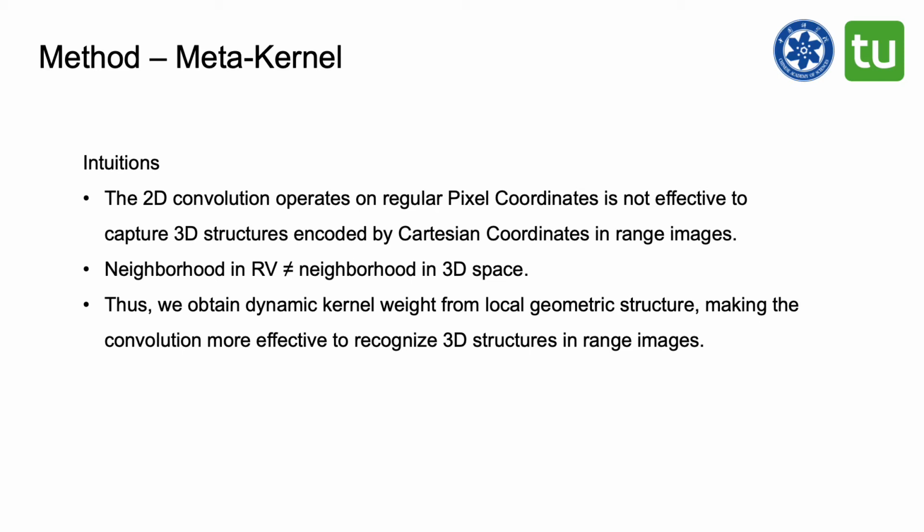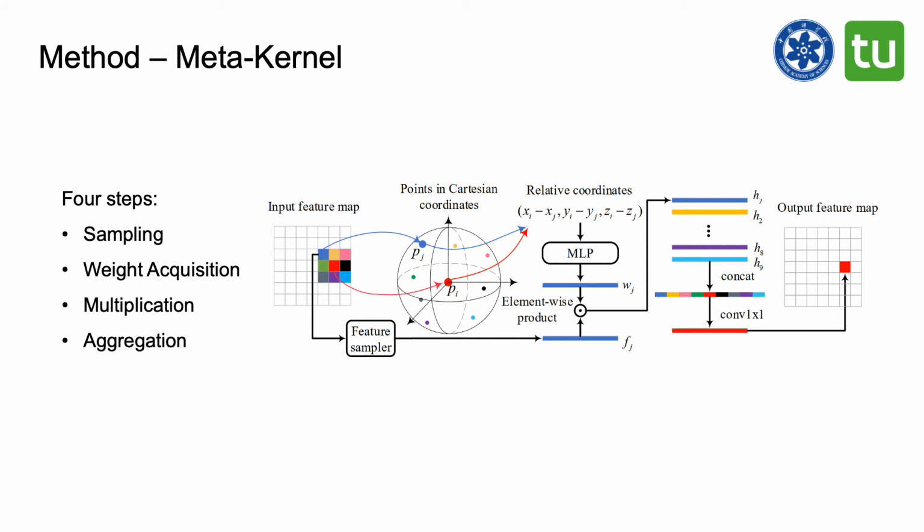There are 4 steps in the meta-kernel. First, sampling, which means meta-kernel samples features in an n times n window as 2D convolution does. After that, meta-kernel calculates the relative Cartesian coordinates between each sampling location and the sampling center, and uses the relative coordinates to generate a weight vector for each sampling location by an MLP. Then, for each sampling location, the meta-kernel calculates the element-wise product between its weight vector and feature. Finally, meta-kernel calculates the output feature of the sampling center by concatenating all the products and passing the concatenated result to a fully connected layer.